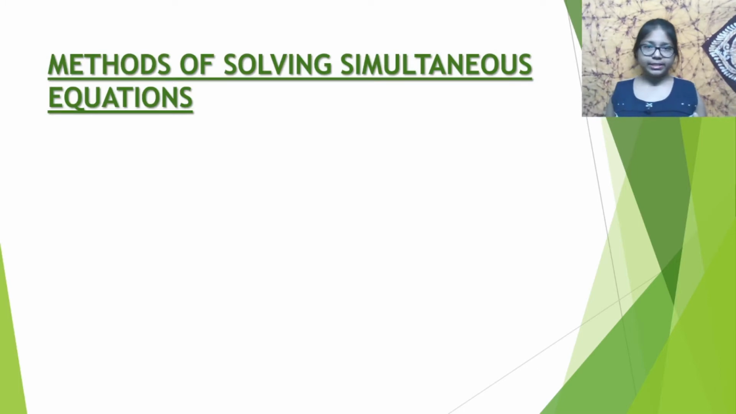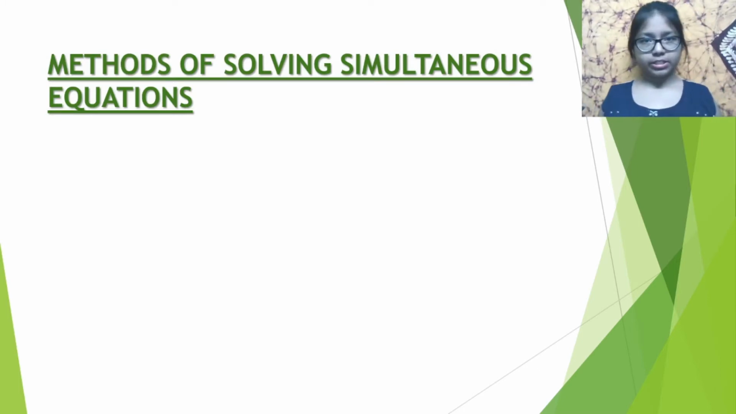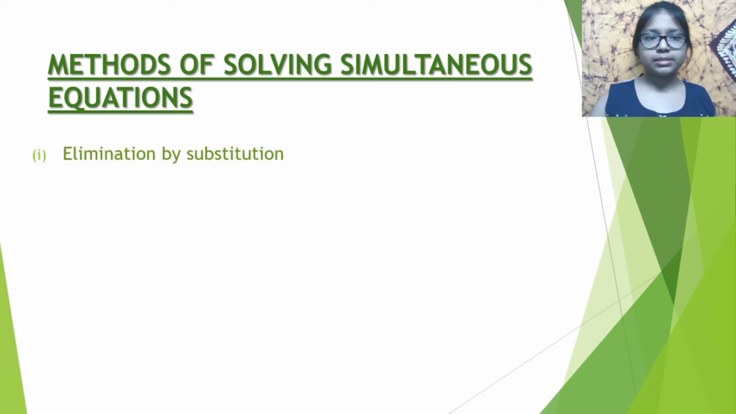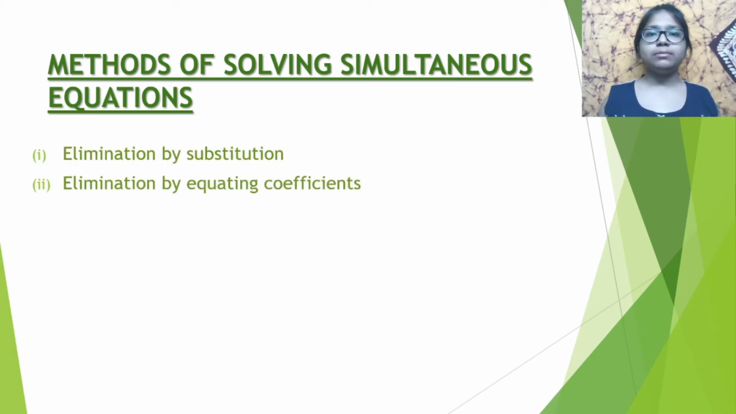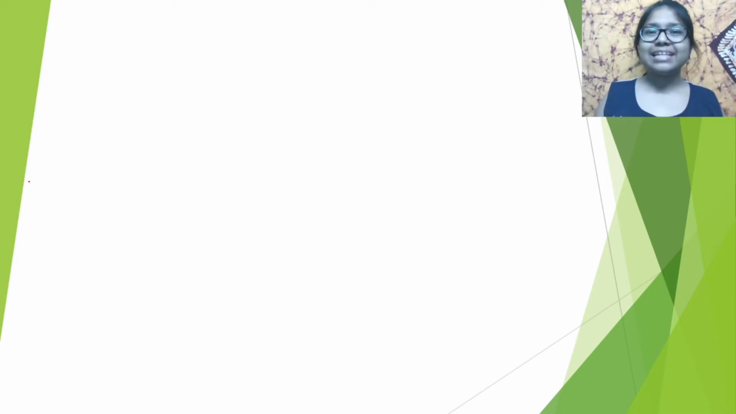There are various methods of solving simultaneous equations. Mainly, you will learn three methods. Number one is elimination by substitution. Number two is elimination by equating coefficients. And number three is cross multiplication. In your class 9 syllabus, you have to equate the equations to find only two variables.